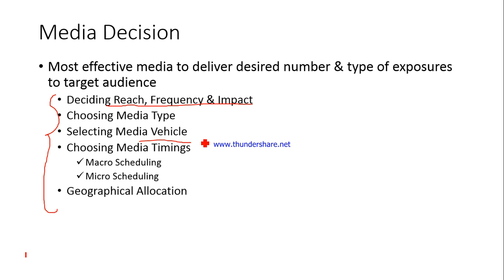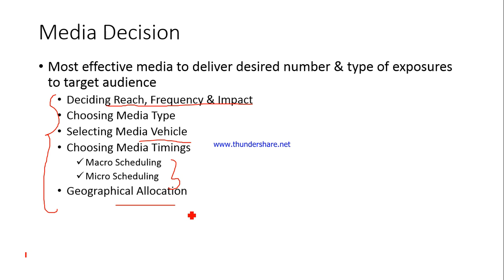So just to give you an idea, media type is basically, for example, supposing you are using the print media. So that is an example of media type. Within that, Amar Ujala or the Hindu or maybe Hindustan Times or Times of India, they are examples of media vehicle. So we have to talk about these 2 aspects, media type and media vehicle. Then we have choosing the media timings. So we'll be talking about macro scheduling as well as micro scheduling in detail, and then we'll be talking about geographical allocation. What do we mean by this?